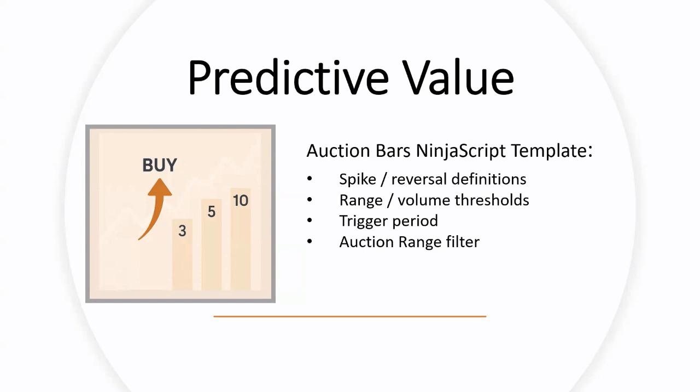Useful because many changes in those requirements can produce different behaviors. A stricter reversal definition can reduce signal frequency but improve probability. And a different auction range period can reveal a change as to where exhaustion typically occurs. And of course, timing matters. And so you can limit signals to specific participation windows, such as the opening or closing of the regular session.